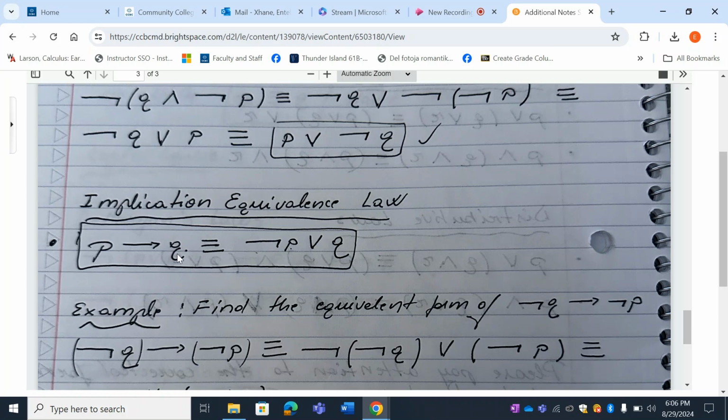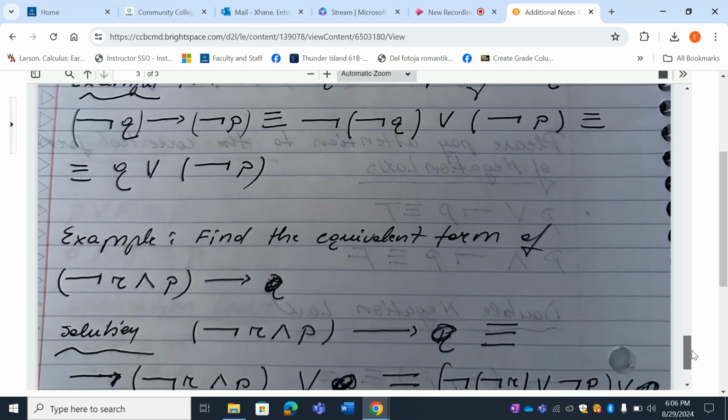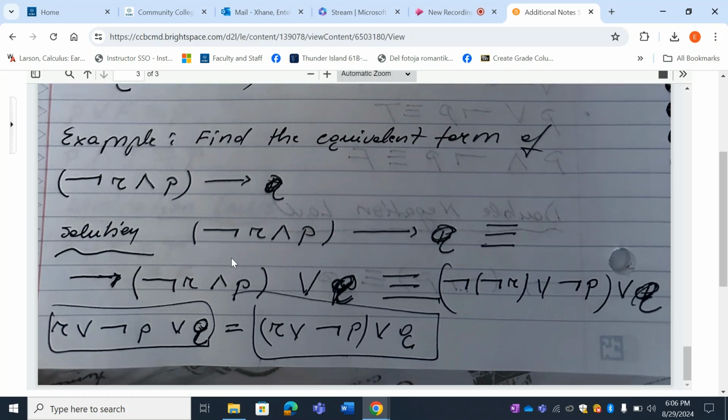So you keep the second as it is, the implies becomes an or, and then you negate the first statement. So we negated the quantity inside parentheses, implies becomes an or, Q stays as it is. Now we'll continue to operate with this.